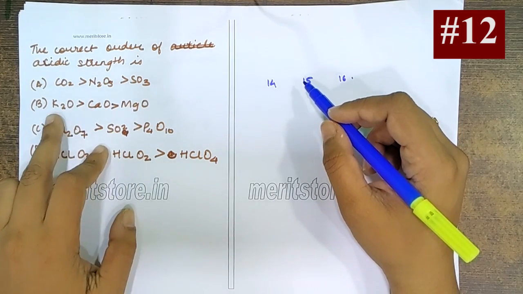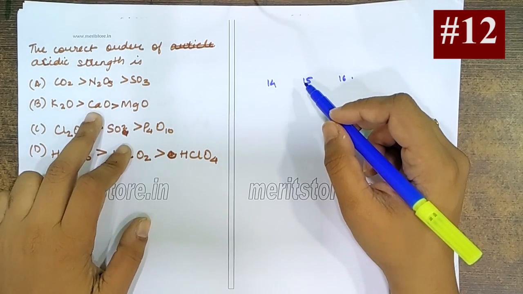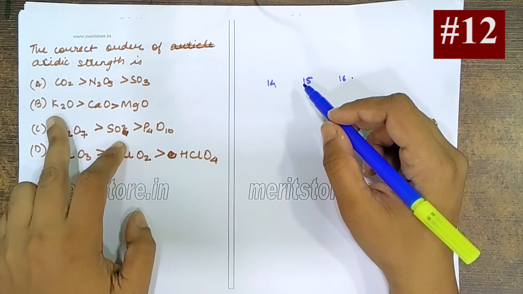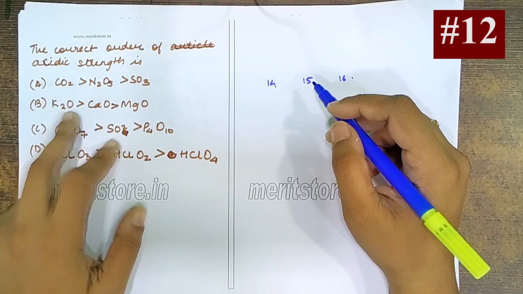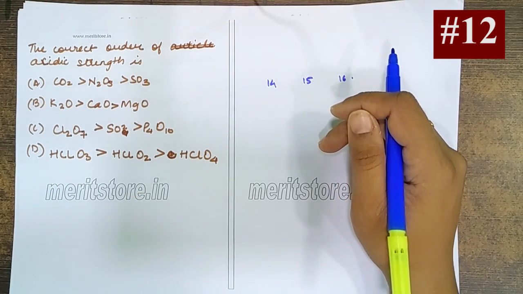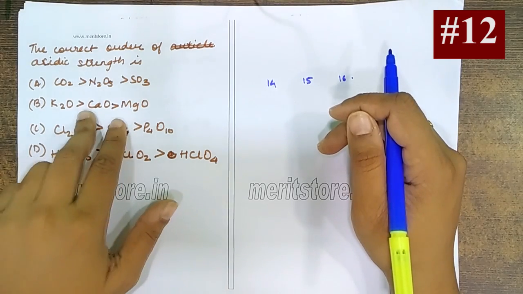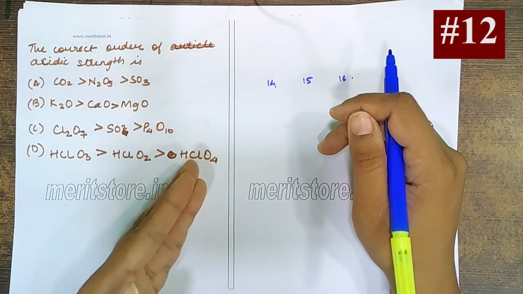Here if I talk about the metals, potassium, calcium and magnesium. Potassium belongs to the alkali metals, then calcium and magnesium belong to the alkaline earth metals. The order should be exactly opposite. As we go from group 1 to 2, the acidic nature should go on increasing.